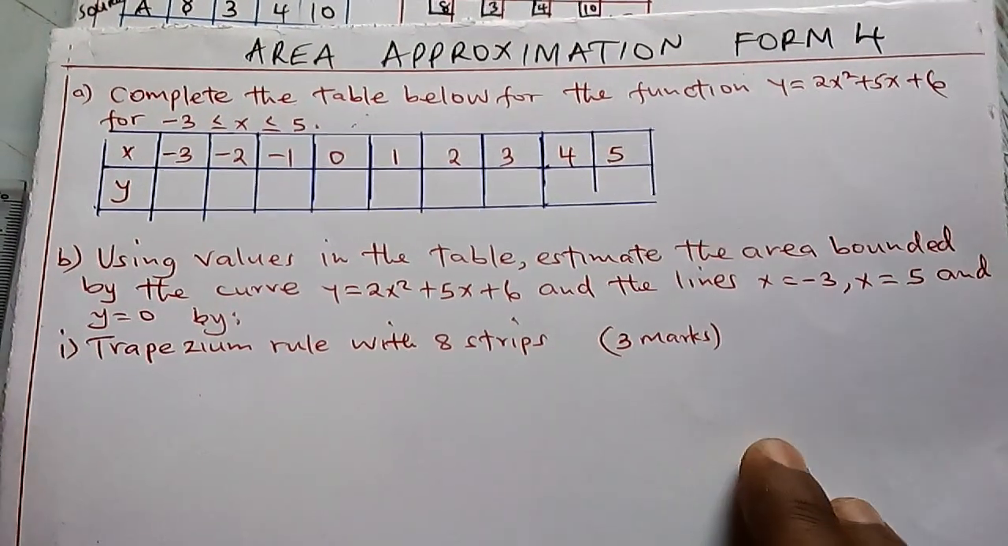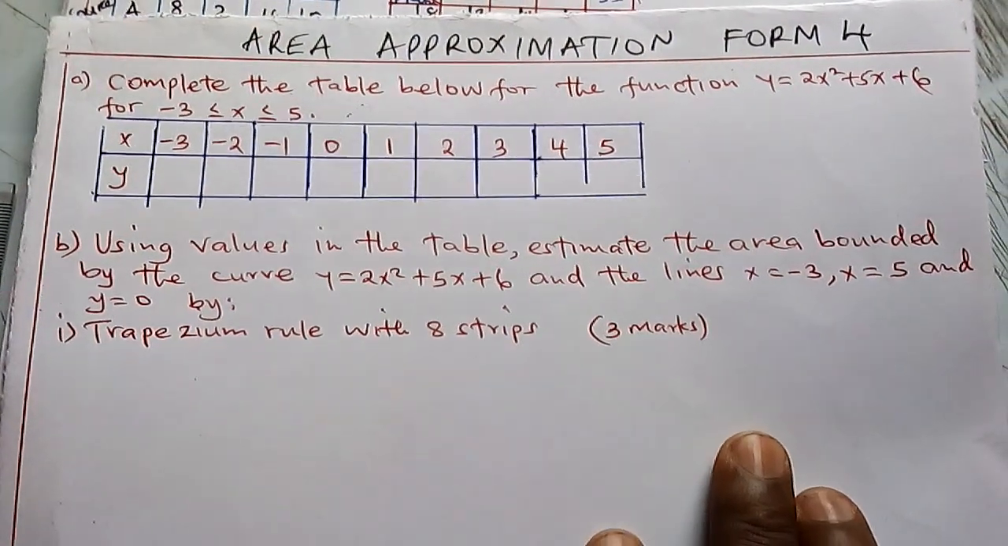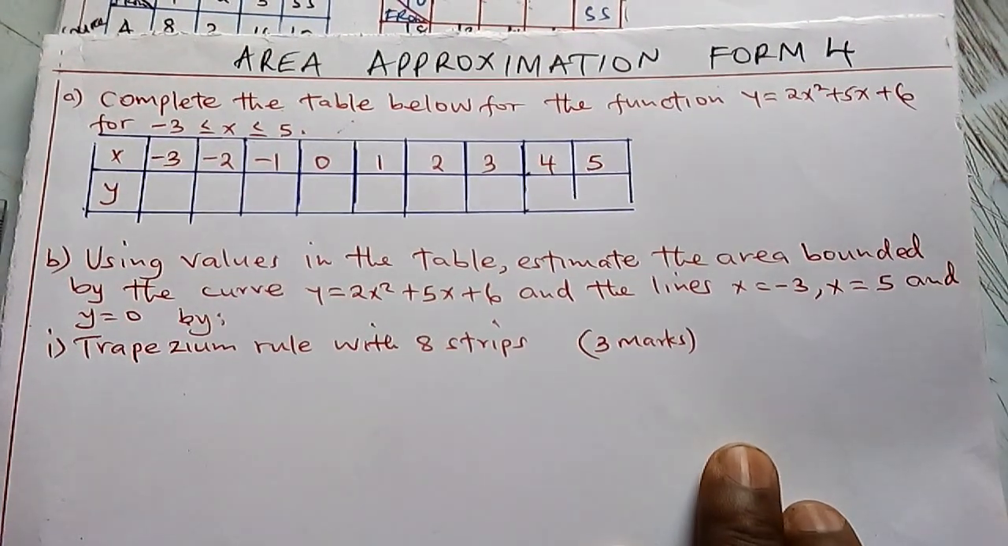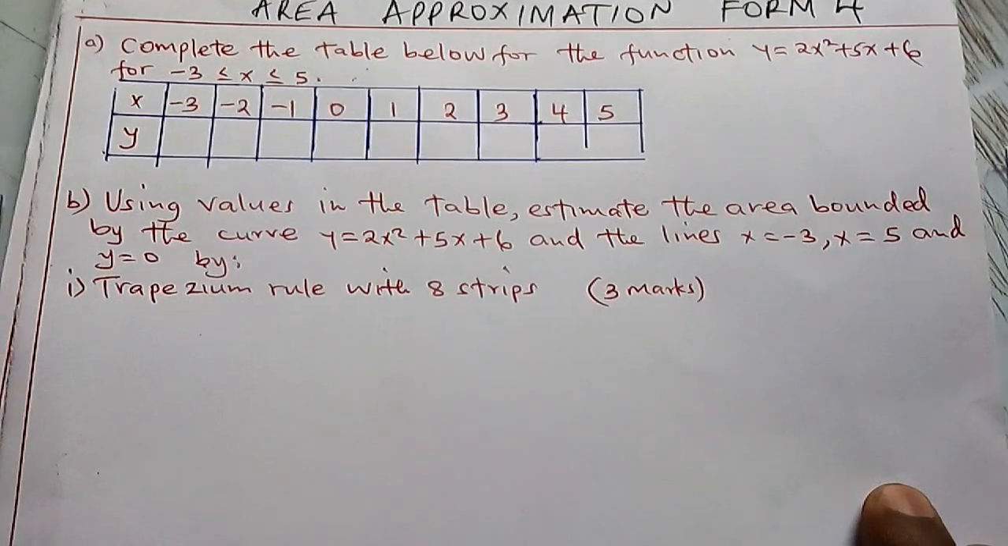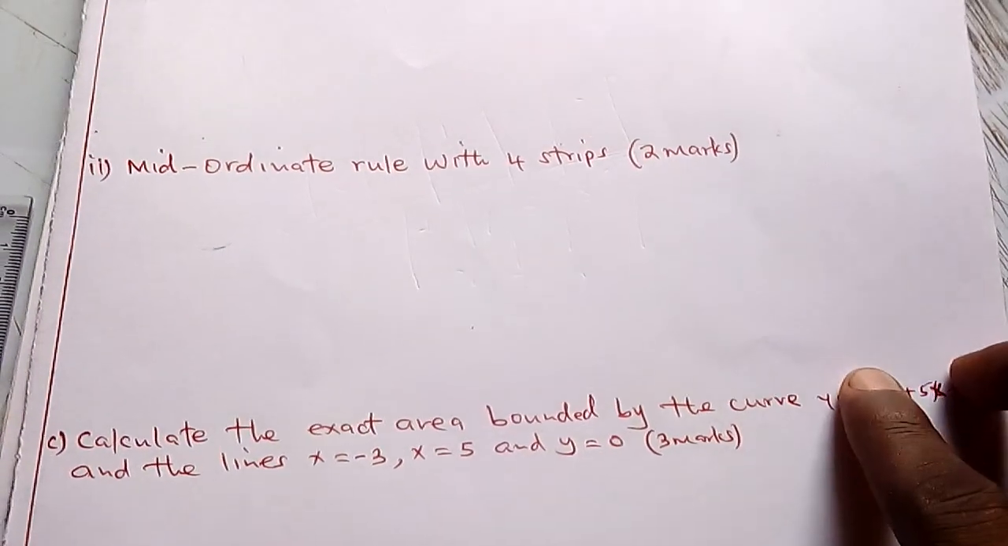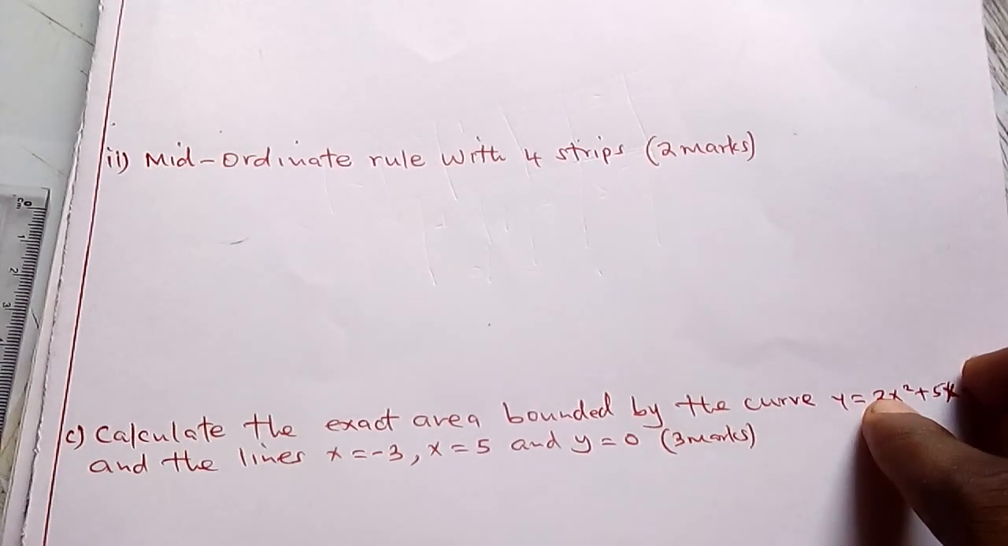So there's area approximation from 4. Under this we are going to tackle the trapezium rule, mid-ordinate rule, and the exact area. That's area by integration.